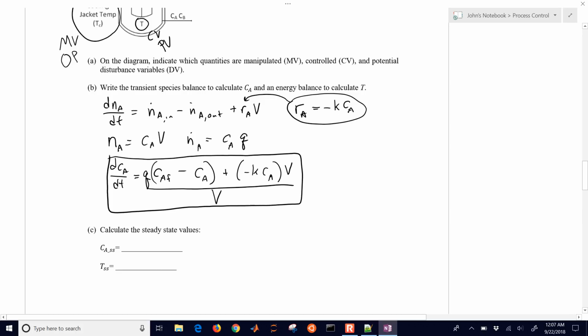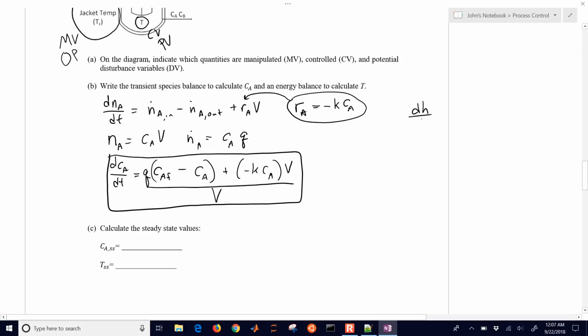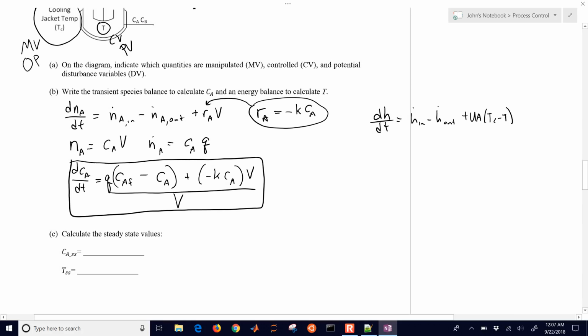Okay, for an energy balance, it's going to be similar. If I assume closed system and compressible fluid, then I can write in terms of the enthalpy. Okay, and then I also have a cooling jacket. And then I also have the heat of reaction. Just make sure, because it's exothermic, that whatever the signs work out to be, this term should be positive as you react A.